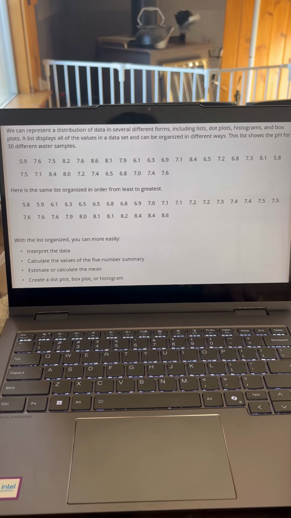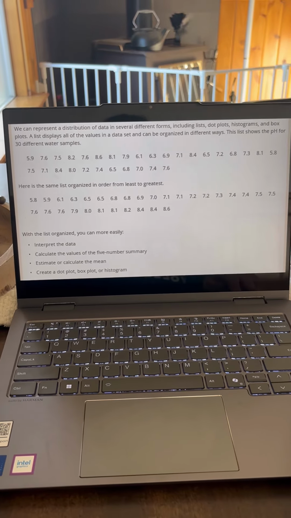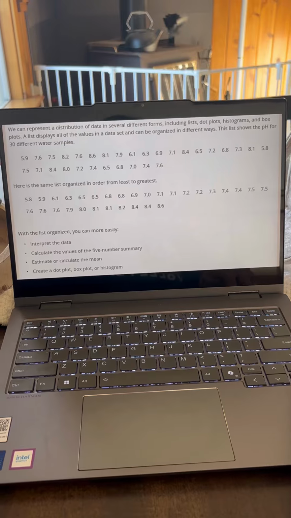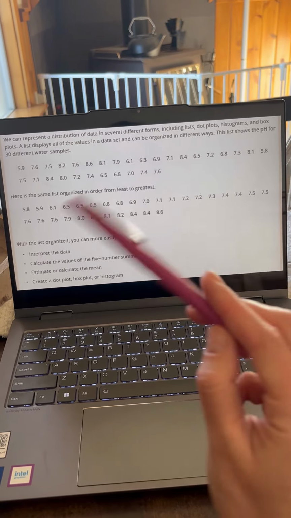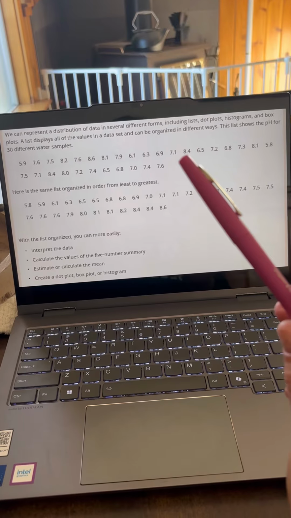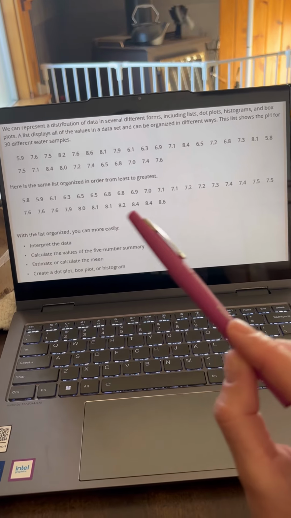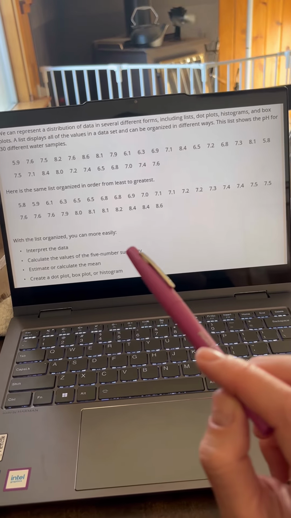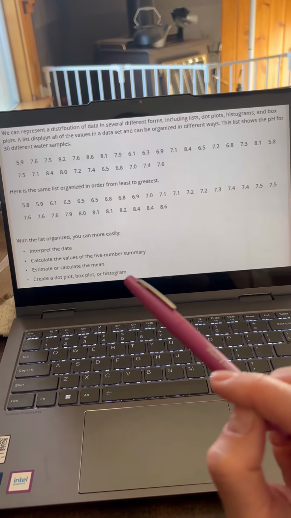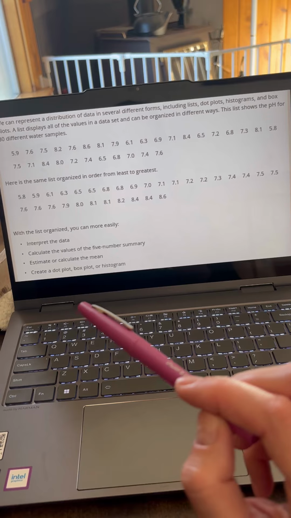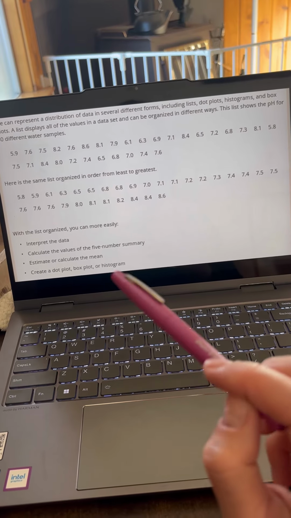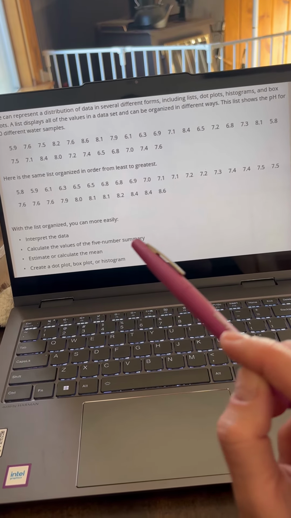So then we summarized it by saying we can represent a distribution of data in several different forms, including lists, dot plots, histograms, and box plots. This would be the list, right? And this is the same list organized now in least to greatest, so that we can calculate the values of the 5-number summary, which is our median, minimum, maximum, Q1, and Q3.